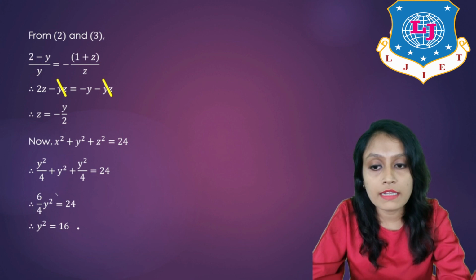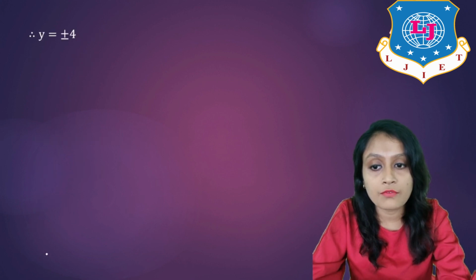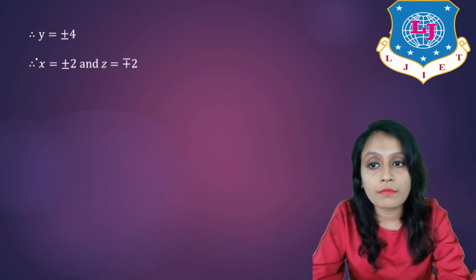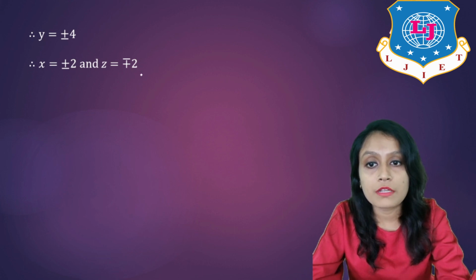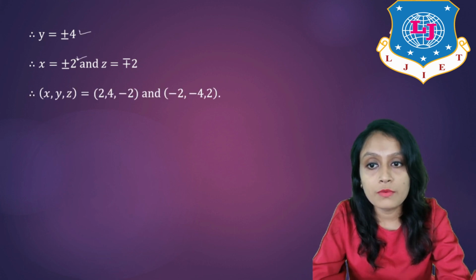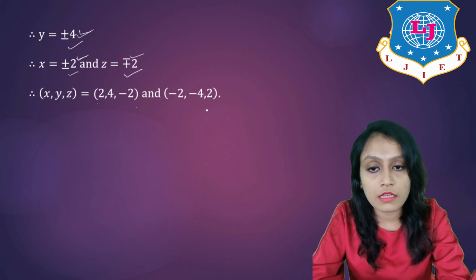From this you will get y square is equal to 16, and therefore y is equal to plus or minus 4. And from that equation you will get x is equal to plus or minus 2 and z is equal to minus or plus 2. So from here you will get the first point (2, 4, minus 2), and the next point, that is (minus 2, minus 4, plus 2). So you will get this other point.